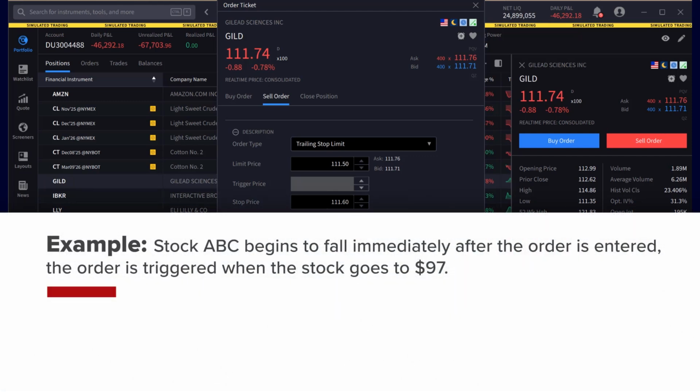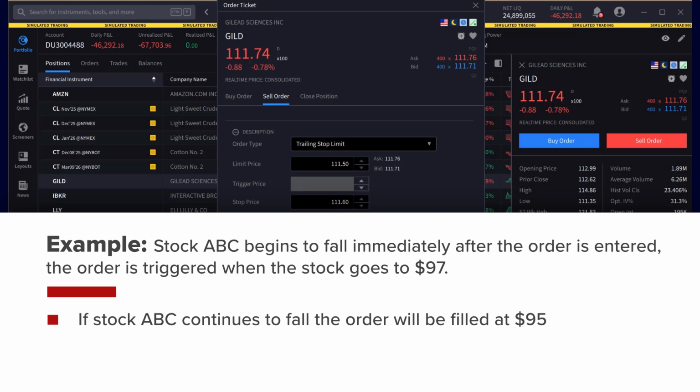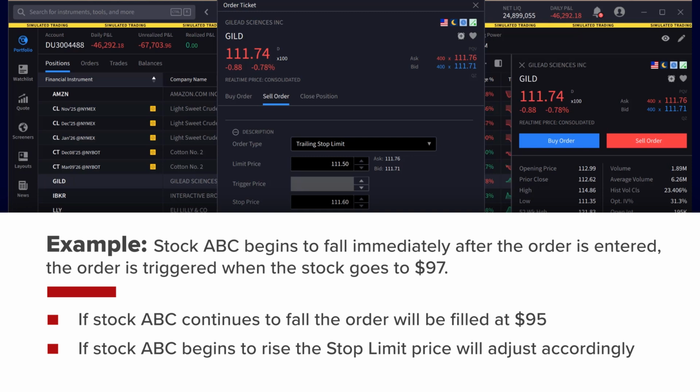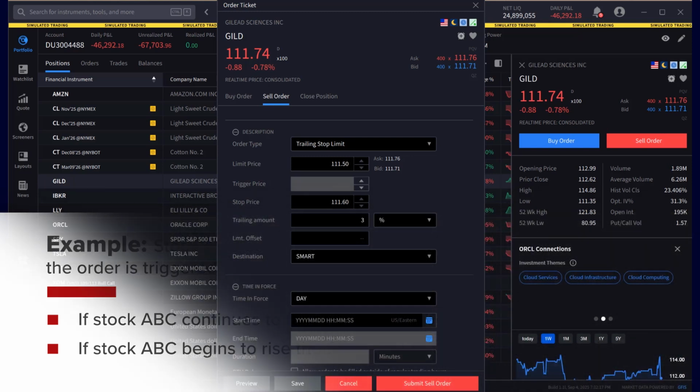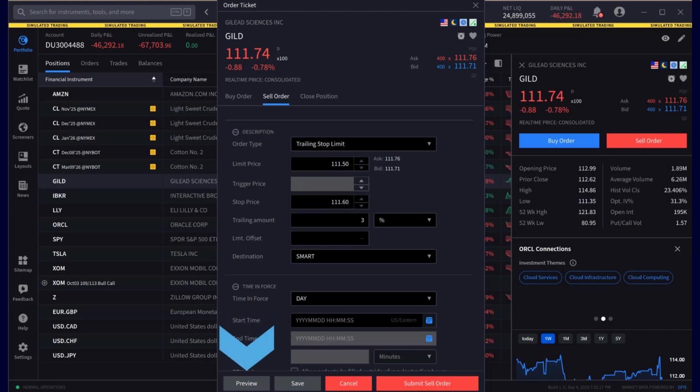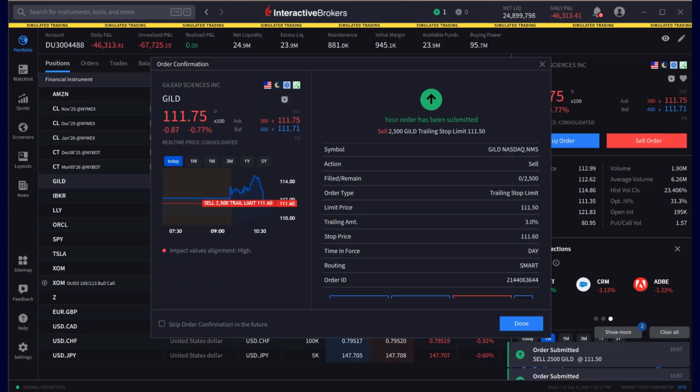Stock ABC begins to fall immediately after the order is entered. The order is triggered when the stock goes to $97. If stock ABC continues to fall, the order will be filled at $95. If stock ABC begins to rise, the stop limit price will adjust accordingly. When ready, the investor can either preview the order or click Submit. Details of the order can be seen by clicking on the Orders tab in the Portfolio screen.